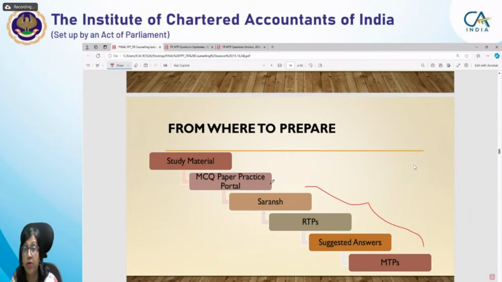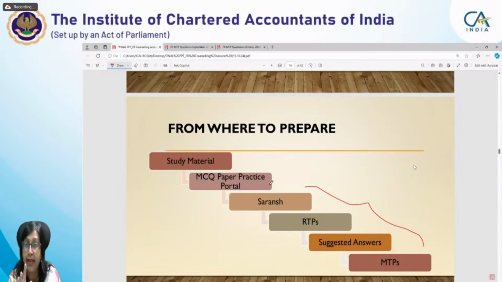This is very important. The MCQ paper practice portal will carry two types of MCQs. One is independent MCQs and another is case scenario based MCQs. Independent MCQs will not be asked in your examination, but you should practice those MCQ questions on this paper practice portal. You should go for these independent MCQs because that will help you in conceptual clarity.